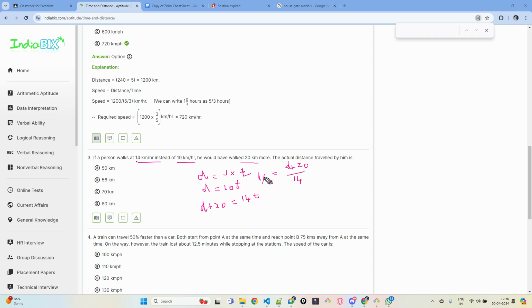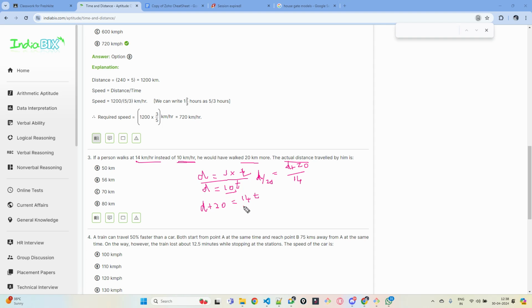Correct? In this, you have to calculate d. Try to do it and calculate d. So guys, they are asking for the actual distance. What is the formula for distance? Speed into time, right? So let's assume they travel at 10 kilometers per hour and cover the actual distance d. Assume the time to be t. So speed into time is 10 kilometers per hour into time, which is the actual distance.